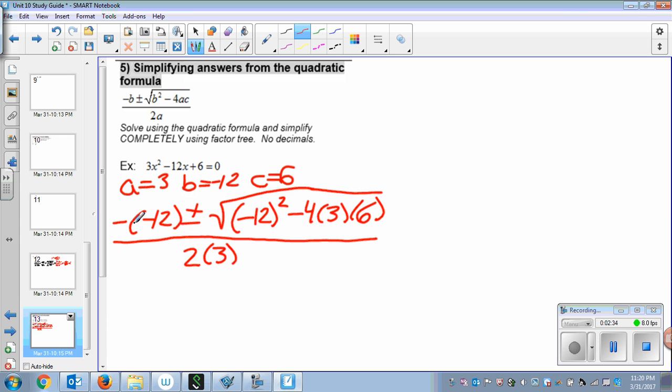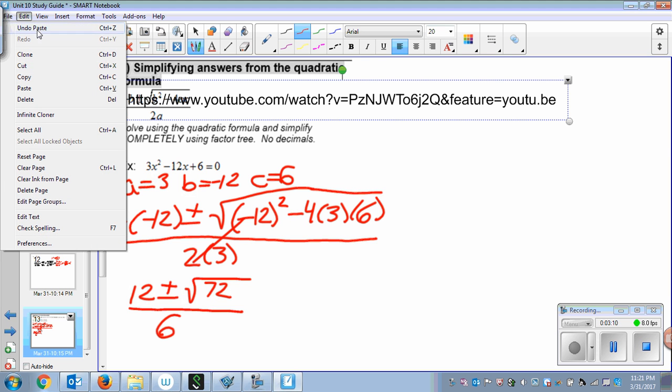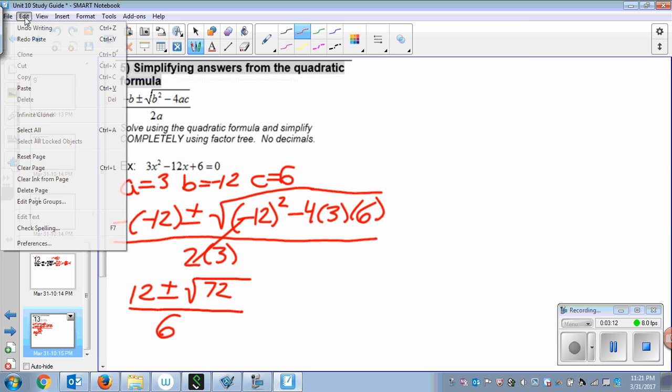So then I simplify 3 parts. The outside part here, negative times -12, simplifies to positive 12. Inside the square root sign, I put that in my calculator, and I do it without the square root sign. So I'm putting -12 in parentheses squared, minus 4, parentheses 3, parentheses 6. That gives me 72. So I have the square root of 72, and then 2 times 3 is 6. So now, oops, I didn't mean to draw that line. Undo. Okay.